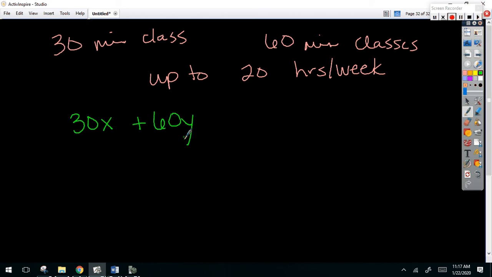Yeah. And I need this to be greater than or less than 20 hours. Greater than or less than. Which one? No, less than or equal to. Less than or equal to 20. Right? It can be up to 20. Now it's pretty easy. Now it's an easy peasy solve, right?